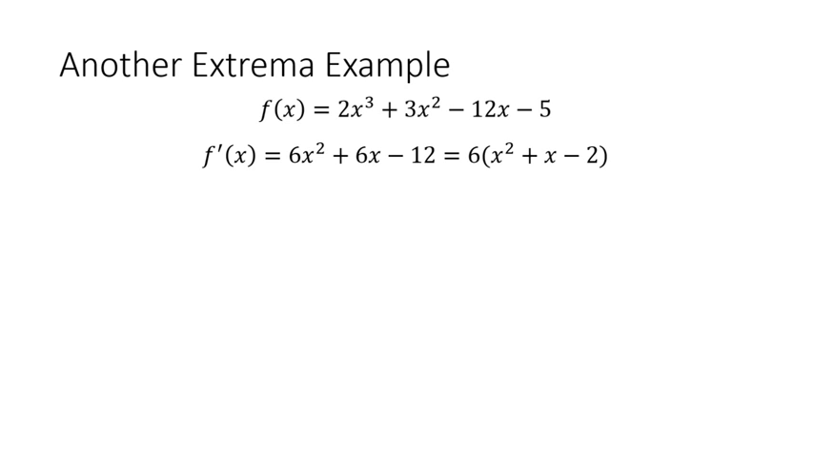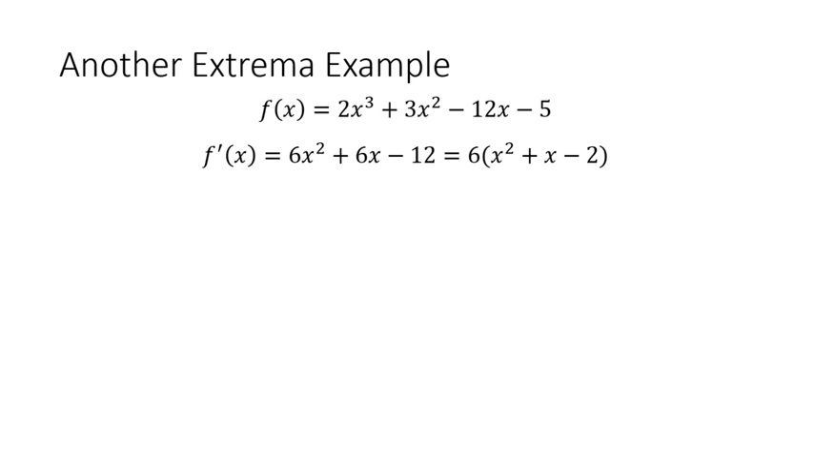I'm going to go ahead and factor out a 6. The reason that I do that is that it makes it much easier for me to just look at the function and understand how to factor it. So as I look at x squared plus x minus 2, I ask myself what values could I multiply together to get negative 2 when I multiply them but add them together and get positive 1.